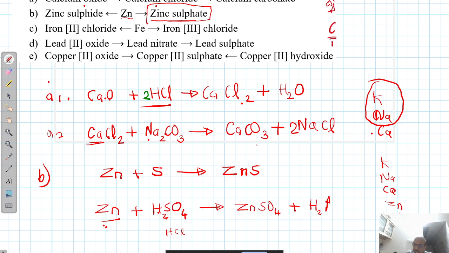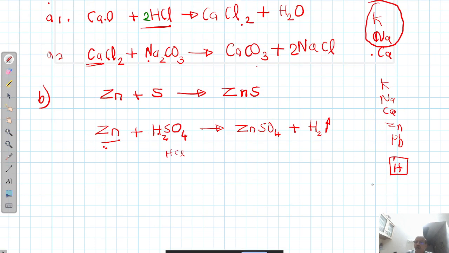There are about 3-4 elements below H. They will not replace the H. For example, gold is below the H or titanium is below the H. Okay, Au, Ag, all this. If I take Ag plus H2SO4, this reaction will not happen. Will the reaction happen? No, it will not react because Ag will not be able to replace the H. Got my point? So that's how this reaction will not happen.